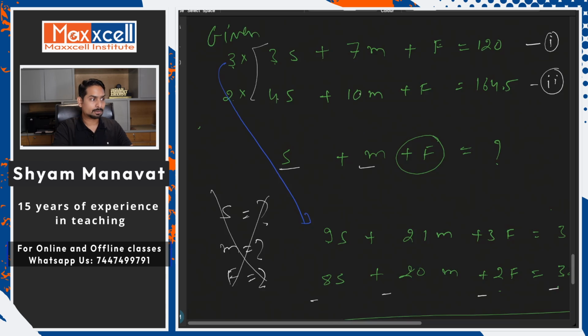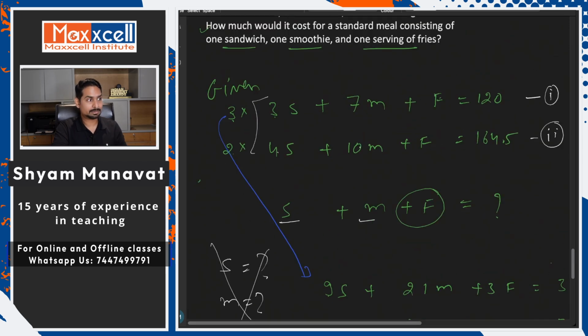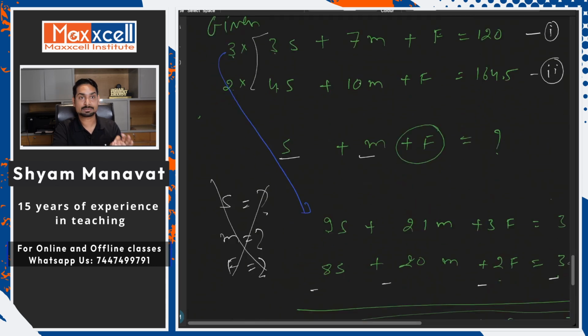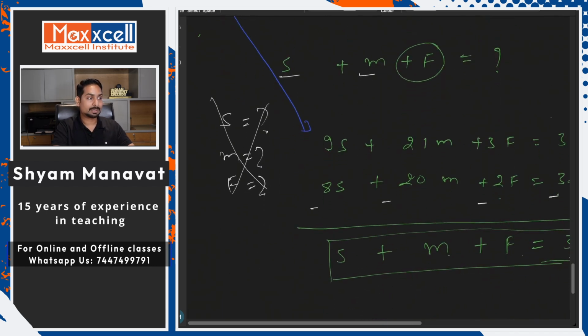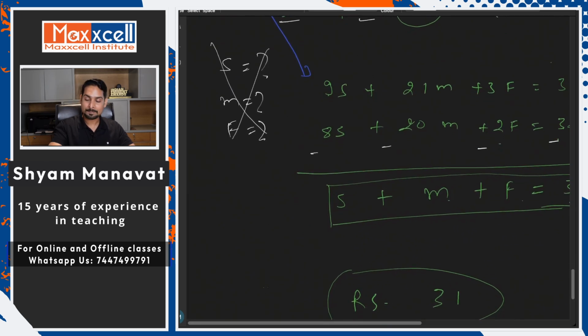Yeah. Of course, if the question asks you to find the cost of each of 1 smoothie, 1 sandwich, 1 fries, in this case it will be difficult. I would say it will not be possible to get each value, because the number of variables is not equal to the number of equations here. But the combination of variables you can still find. I hope you understood how to handle this kind of problem statement, right?